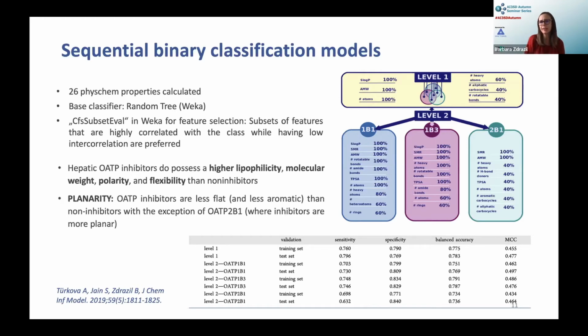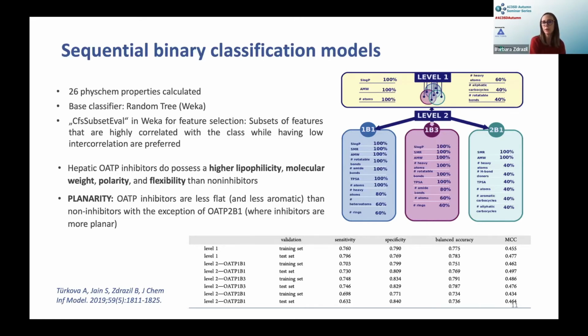So at this stage, really before actually doing structure-based modeling, we already found out that hepatic OATP inhibitors seem to possess a higher lipophilicity, higher molecular weight, polarity, and flexibility than non-inhibitors. But then looking into planarity or 3D-ness of the molecules, we found that OATP inhibitors are less flat and less aromatic than non-inhibitors, but it was the other way around for OATP2B1, where inhibitors are more planar. So that was an interesting trend that we observed.